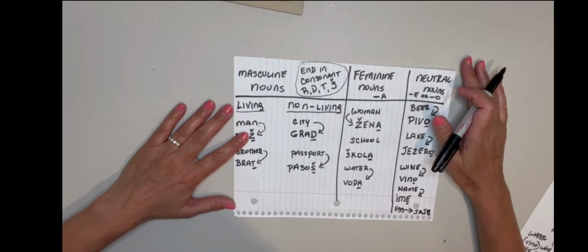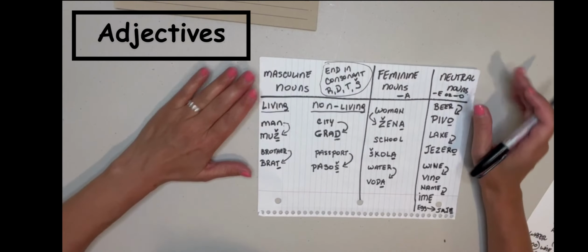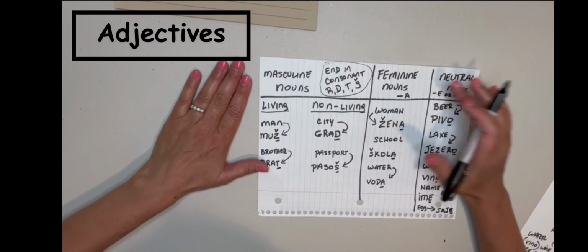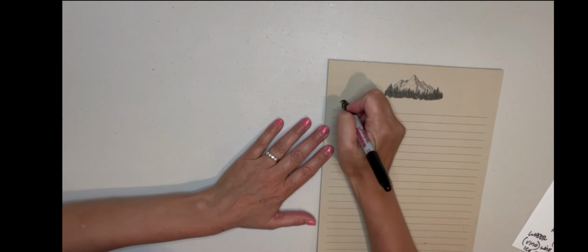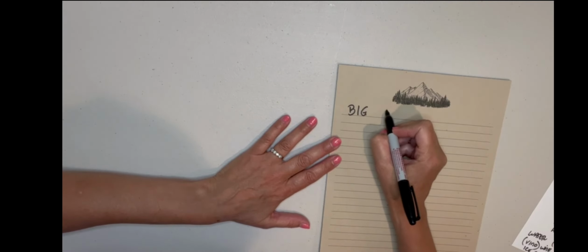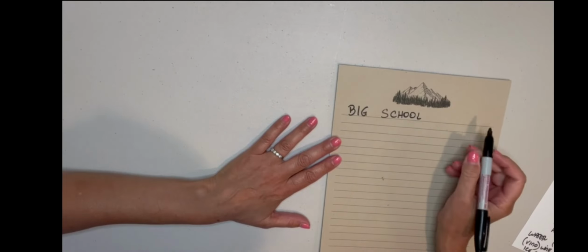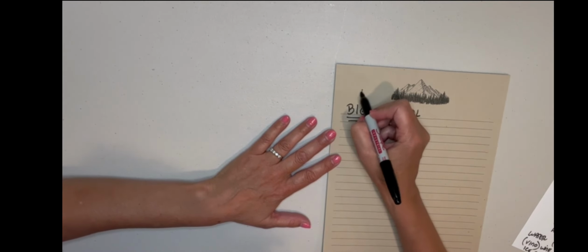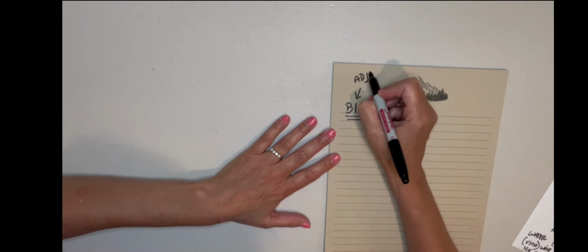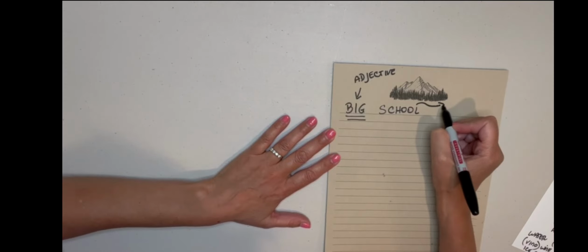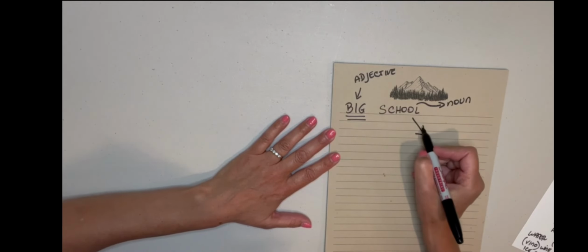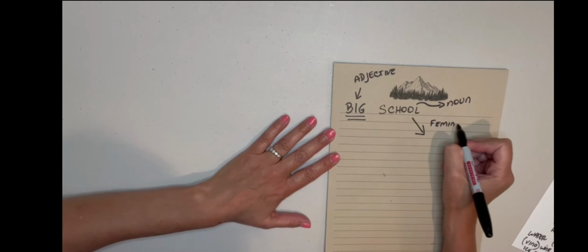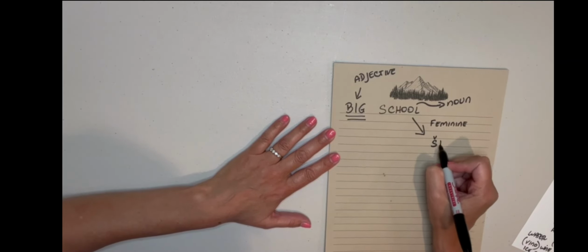All right. Adjectives. Let's go to adjectives. Adjectives are also categorized as masculine, feminine, or neutral. So if I wanted to say big school, adjectives in Serbian, so this is my adjective, and this is my noun. So I've learned that škola is a feminine noun. Škola is a feminine noun.